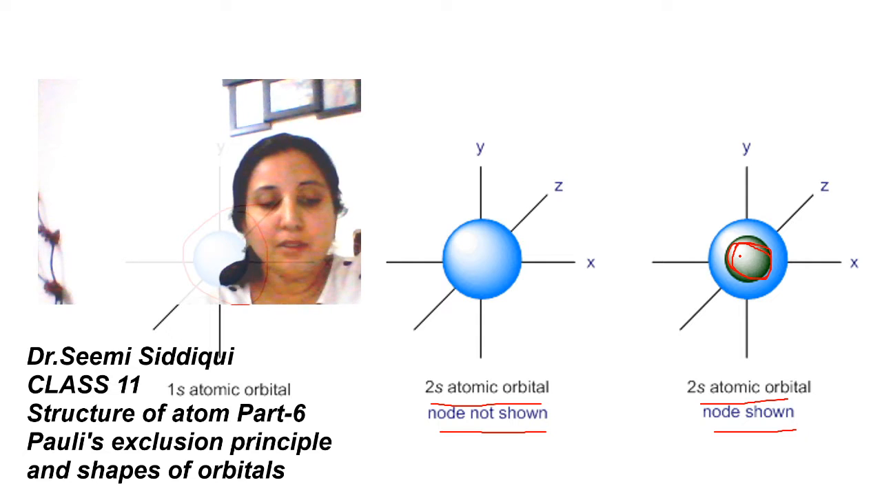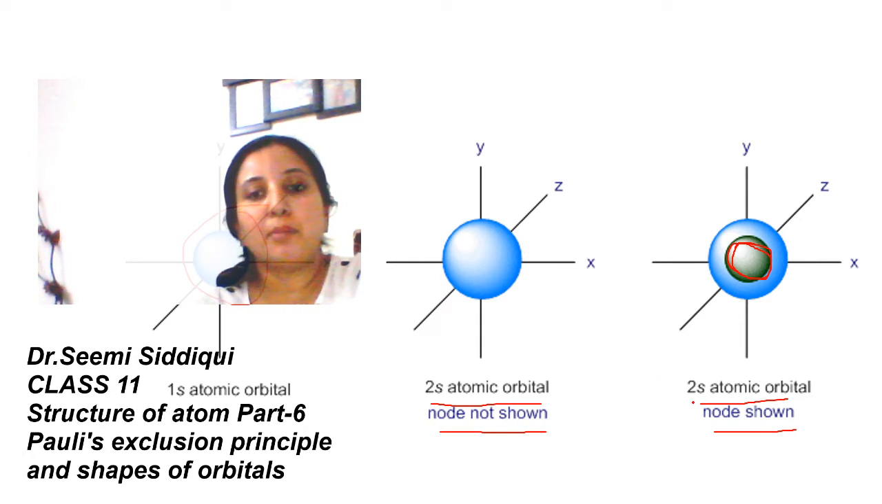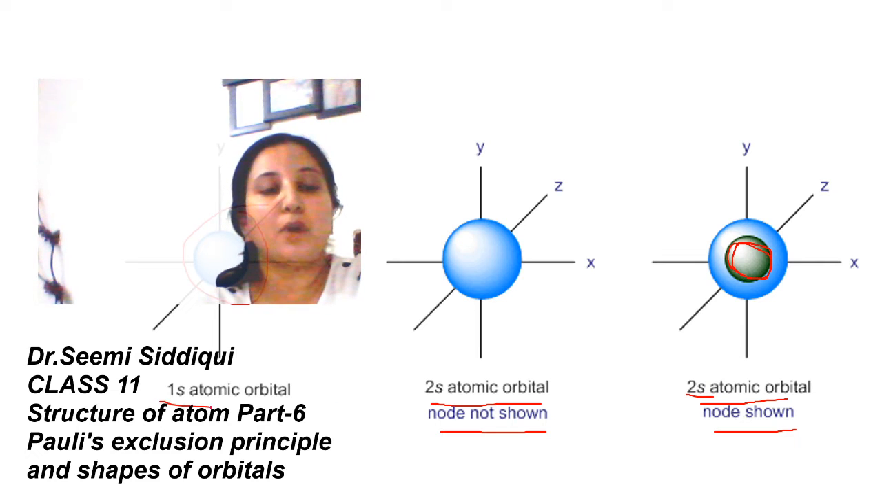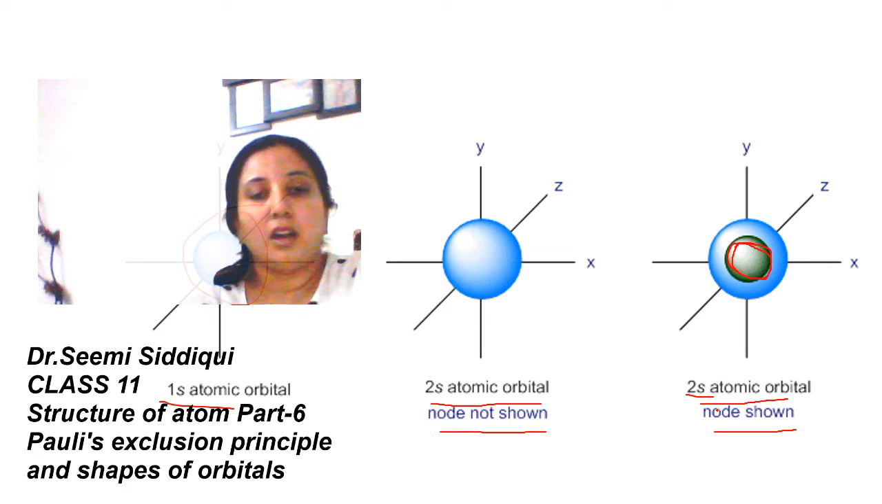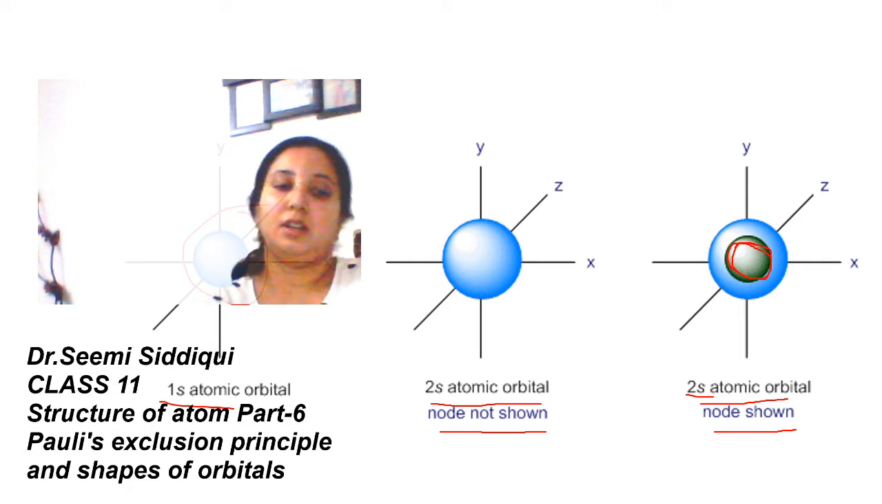Now if we compare the 2s orbital and the 1s orbital, then the 2s orbital is larger in size compared to the 1s orbital. Clear?